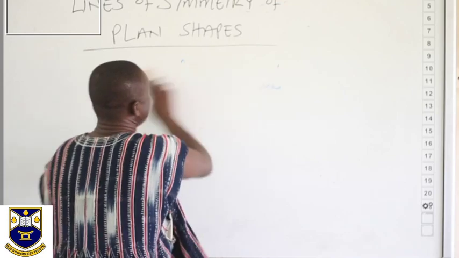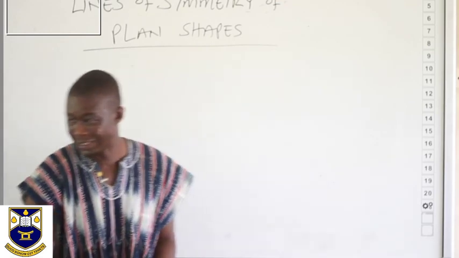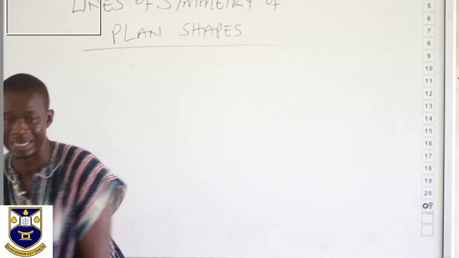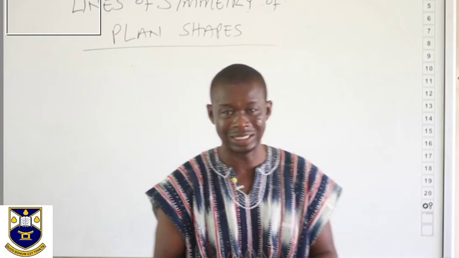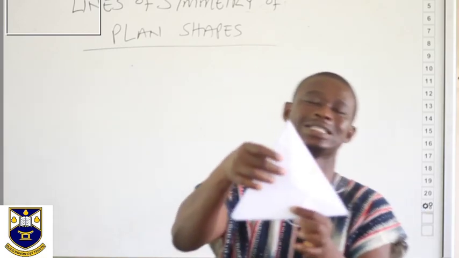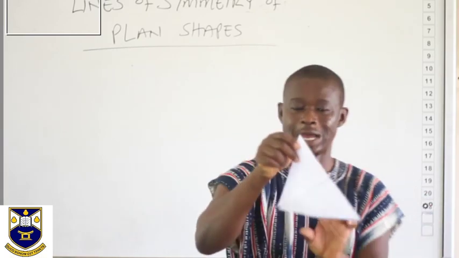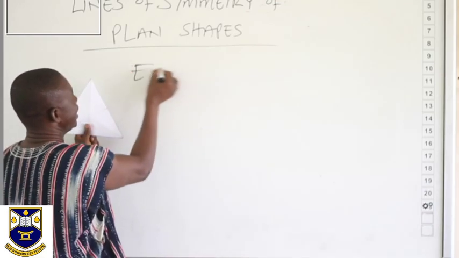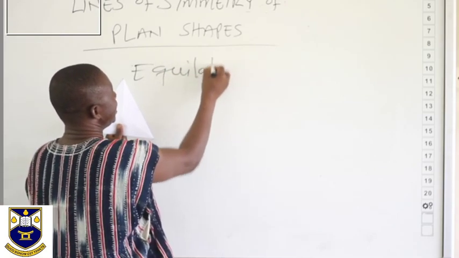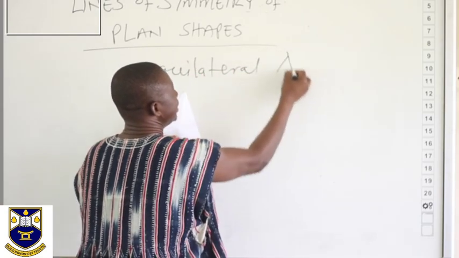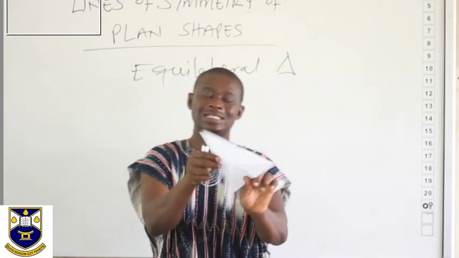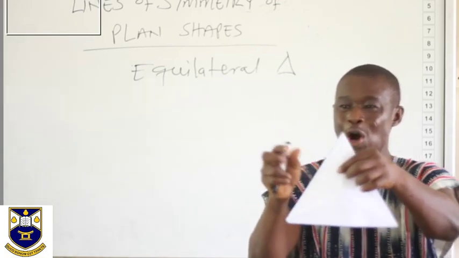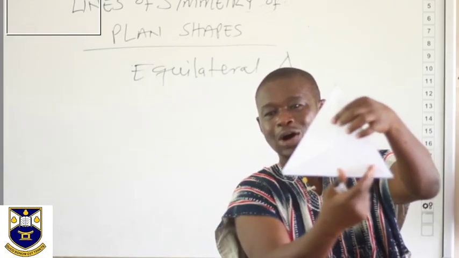As I said, one of the triangles is what we call an equilateral triangle. So what I'm holding is an example of an equilateral triangle. So this is an equilateral triangle. All the sides are equal. Not only the sides, all the interior angles are also equal.